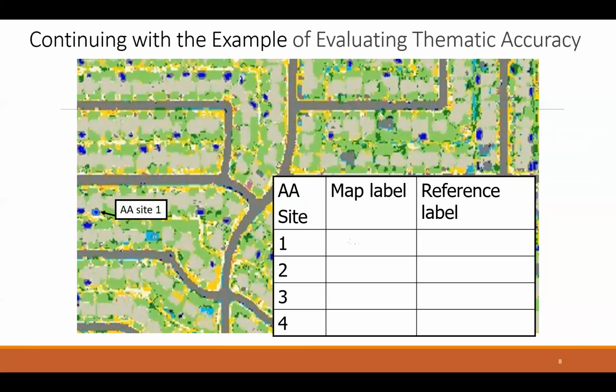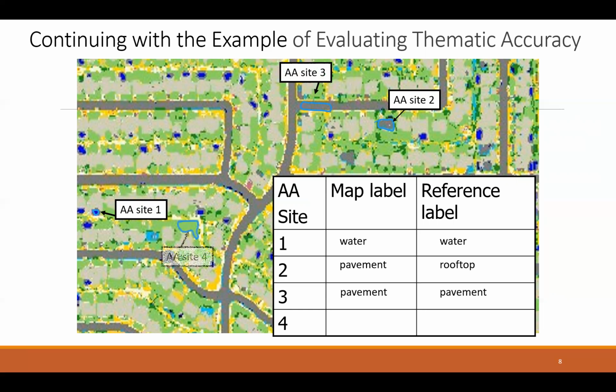How do we build that? We build it by doing this comparison, right? You've got 2 attributes for each sample. You've got what the map says is going on, and you've got what the reference label says is going on. And so you can see here's that Scottsdale, Arizona map, and you can see we've picked some sample areas. And for instance, sample site 1 is water, okay? And so the map said it was water, and when we went to the reference, it was water as well.